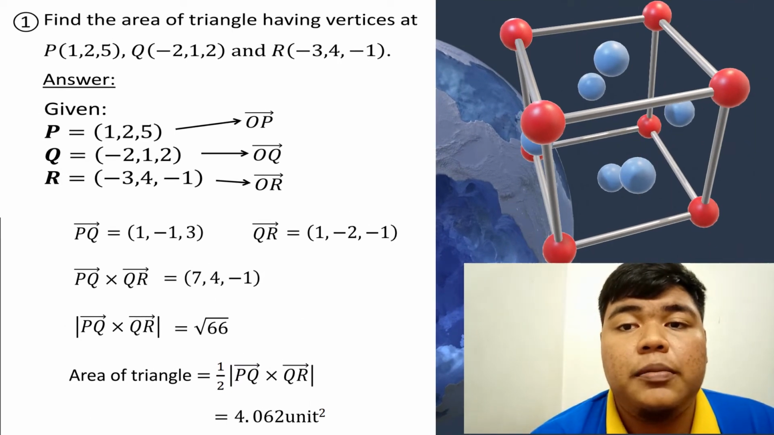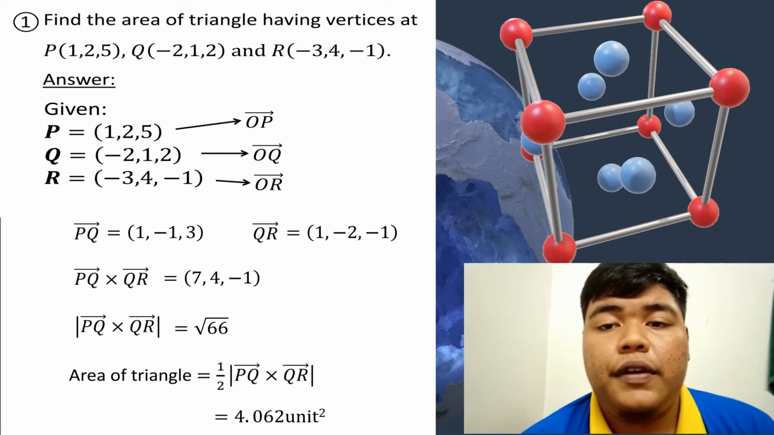Here is an example of a question related to area. Find the area of the triangle having vertices at P(1, 2, 5), Q(-2, 1, 2), and R(-3, 4, -1).